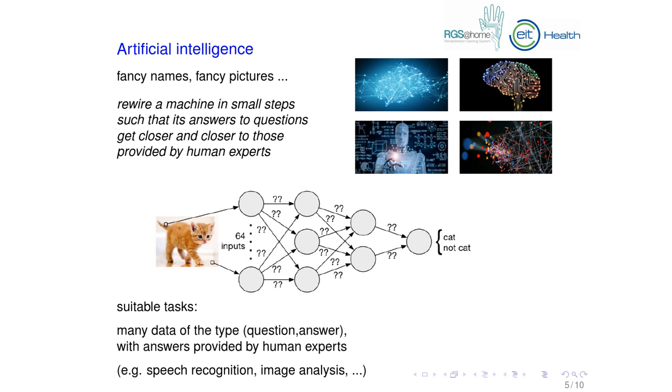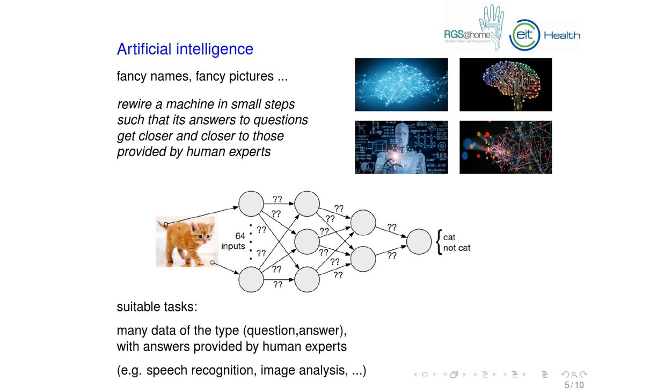And in machine learning, what you try to do, on the basis of examples of questions and corresponding answers, is make very small changes to the wires in this type of machine in order to bring the answers given by the machine closer, slowly, step by step, to the answers that you want. And these answers that you want are provided by human experts. So these machines will never answer a question to which a human expert would not know the answer.